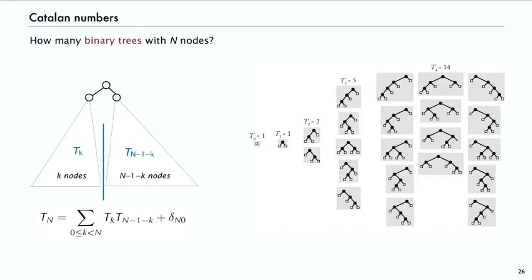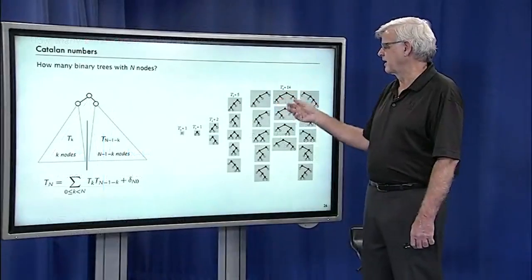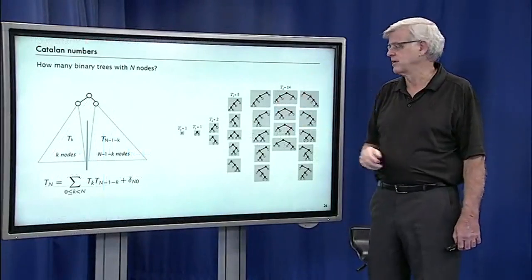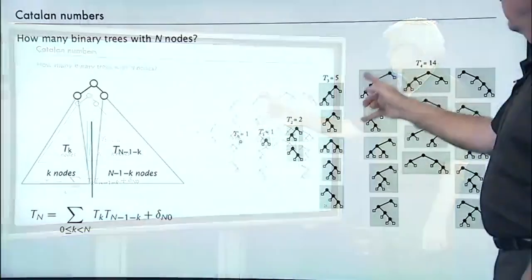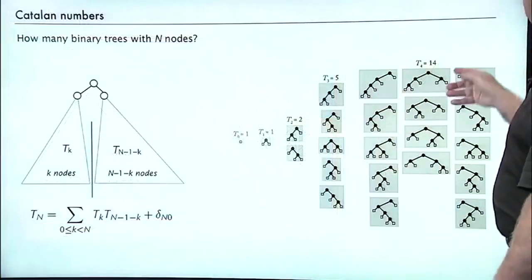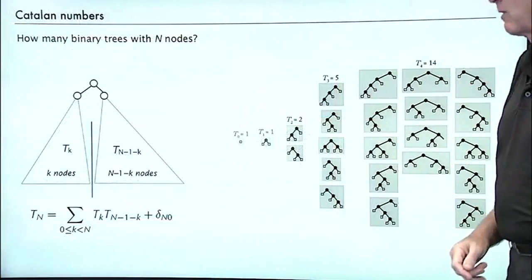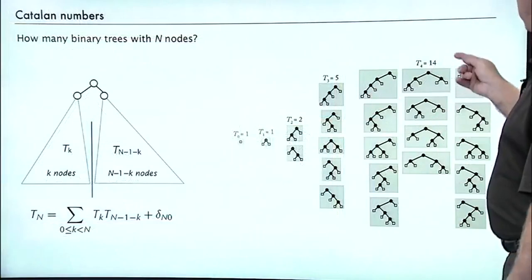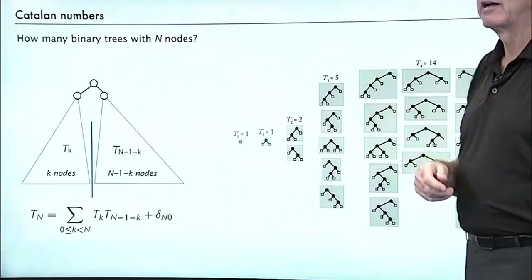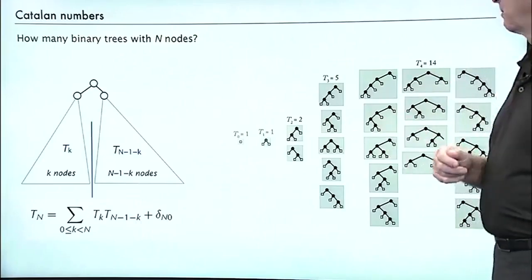So there's 5 possibilities for 3 nodes. And similarly, there's 14 possibilities for 4 nodes. So you could have empty on the left and any one of the 3-node trees on the right, or any one of the 3-node trees on the left and empty on the right, or you can have 1 on one side and 2 on the other side in 4 possible ways.